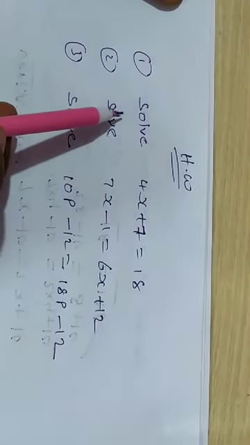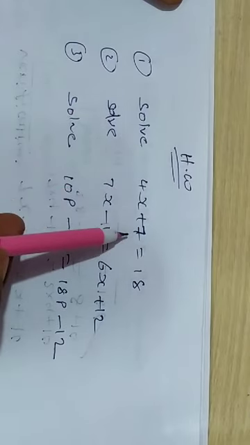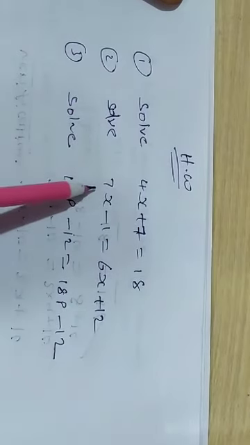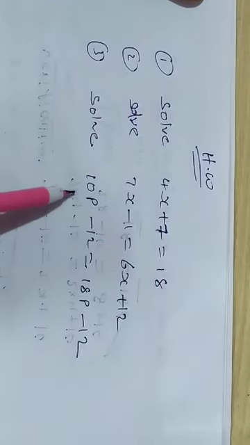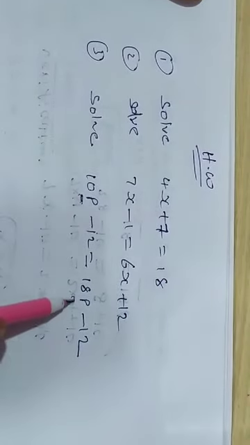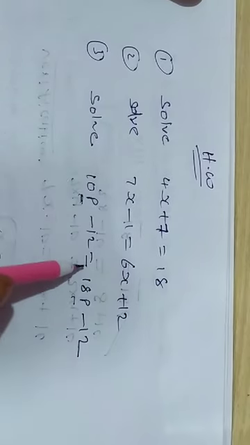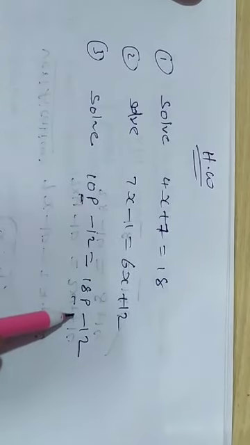Now homework problems for you. The first one, solve 4x plus 7 equal to 18, and 7x minus 1 is equal to 6x plus 12, and 10p, here p is the variable, 10p minus 12 is equal to 18p minus 12.